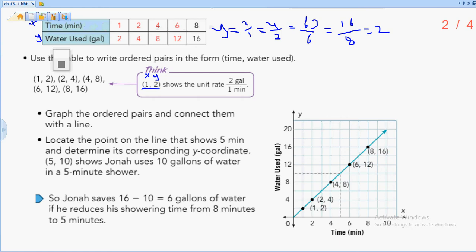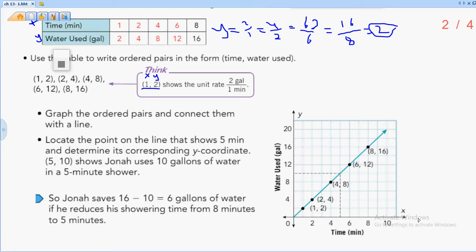As I explained before, when I took the relationship between y and x, I used the value of y over the value of x, because the ratio here, y over x, is always the same, it's equal to 2. So 2 gallons per 1 minute. Now again, the first number represents the x value and the second number represents the y value.